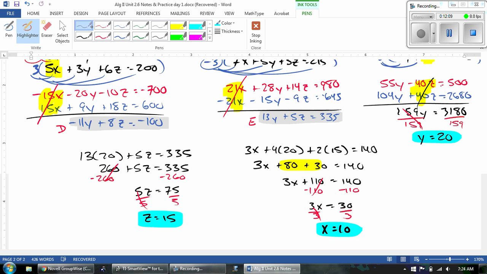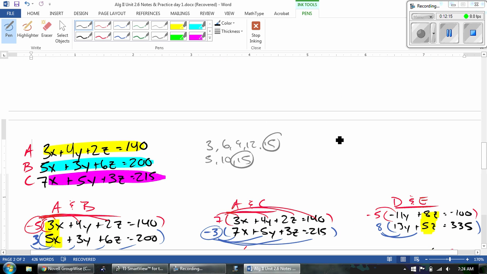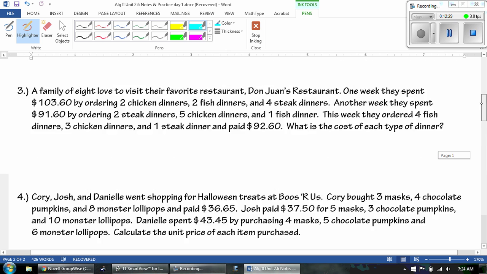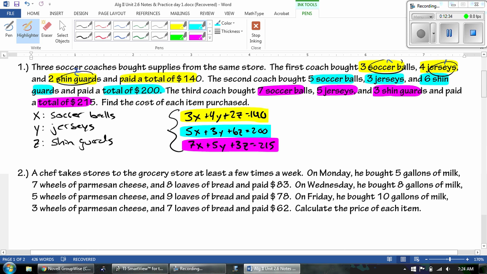Awesome. So if we had to write this as a point, this would be the point 10, 20, was it 15? So that's our point that all of these meet. However, they didn't ask for a point. They asked for, yeah, how much do each one of these things cost?